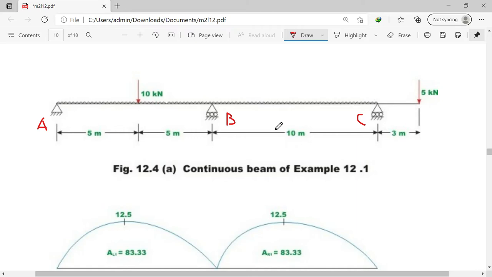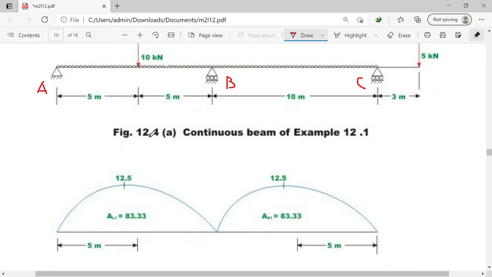Because of the two external loadings, the area of the particular span on which the loading is acting may change. As the number of external loadings increases, we have to calculate a correspondingly larger number of areas as well as x bar values, and we have to incorporate those areas and x bar values in our three moment equations. So let us see how to solve this numerical.